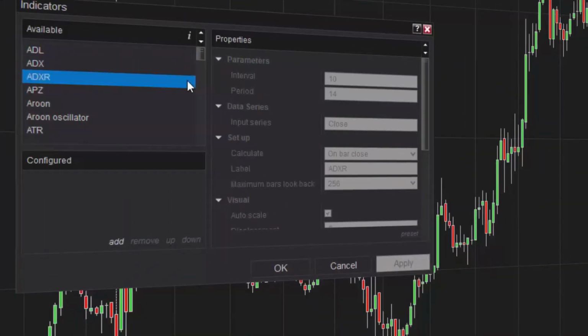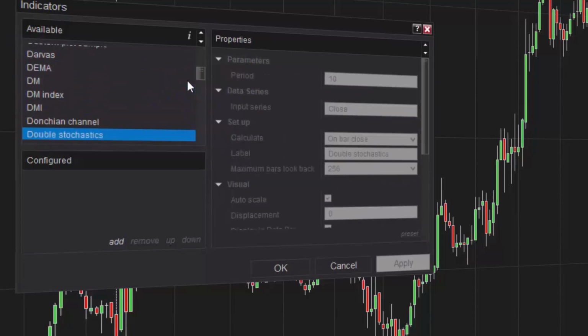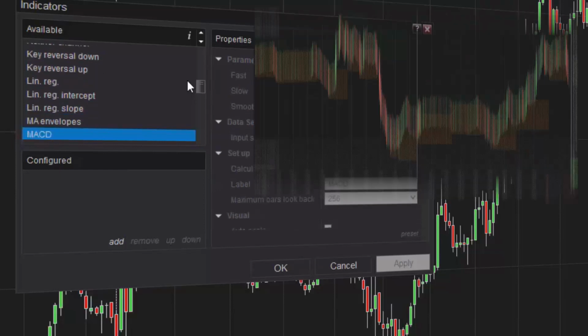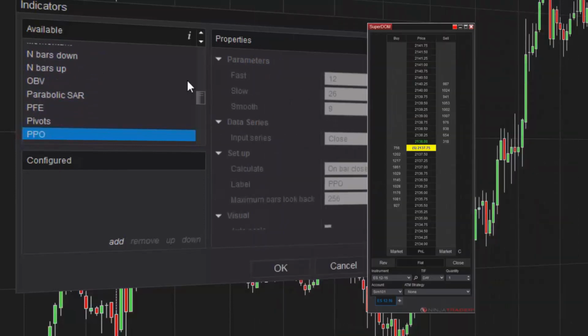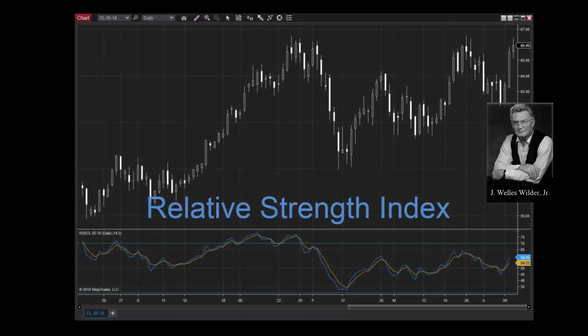NinjaTrader is equipped with over 100 free pre-built indicators to aid in your technical analysis of the markets. Indicators can be applied to NinjaTrader charts, the Superdome, and the Market Analyzer. The Relative Strength Index, or RSI for short, is one of many helpful tools developed by Wells Wilder.